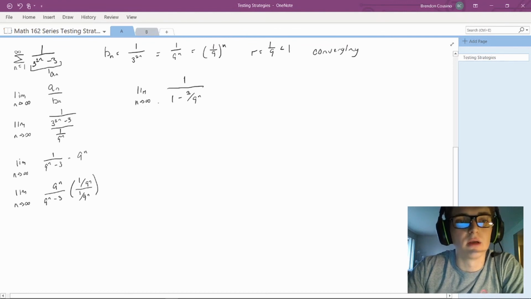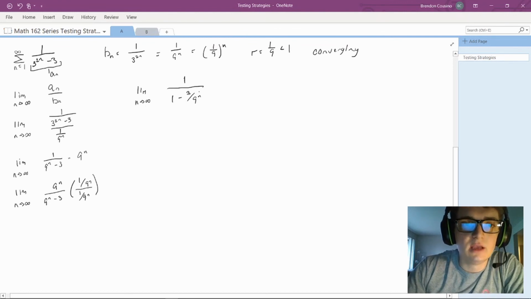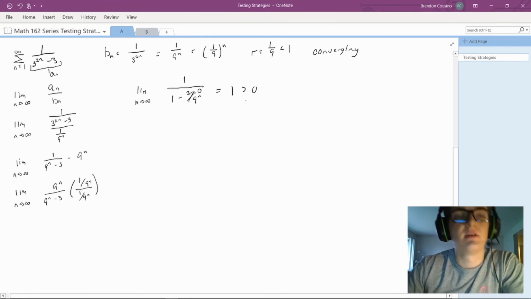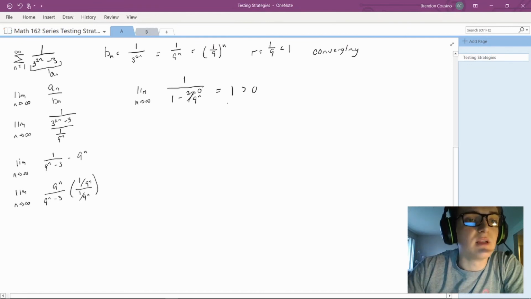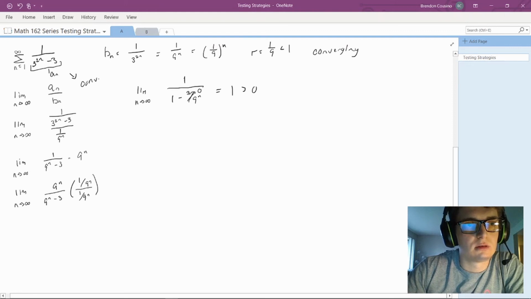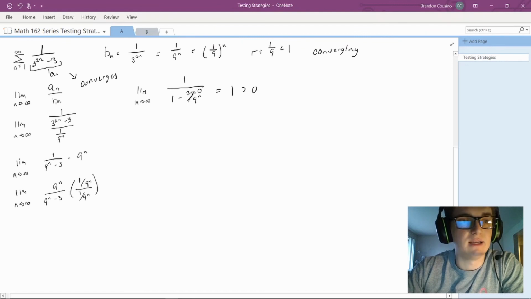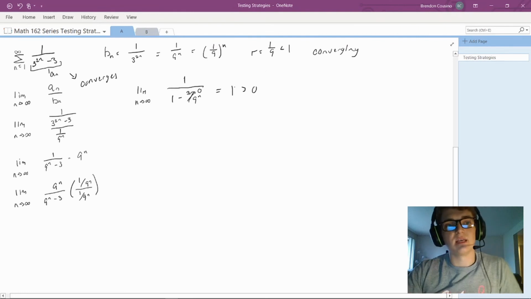Now we can plug in our limit. As n approaches infinity, this is our only piece that has an n in it, and our denominator goes towards infinity, so this piece goes towards 0. We're left with just 1, which is greater than 0, so it's positive, and 1 is a finite number because it's less than infinity. So from the limit comparison test, our series converges, because we have a positive finite number, and our comparison series, our b of n, also converges. So a of n has to converge.